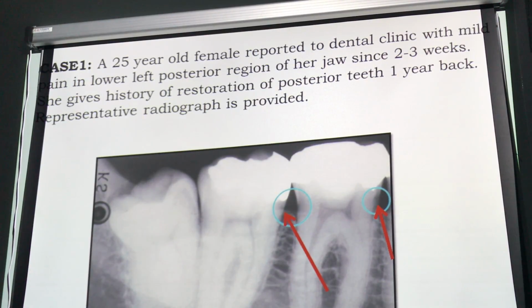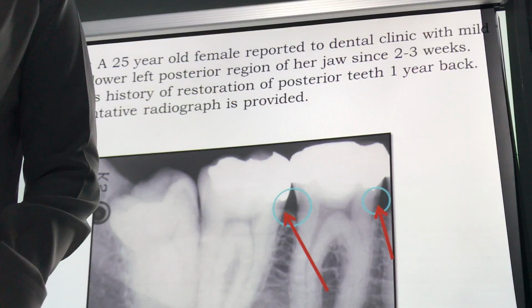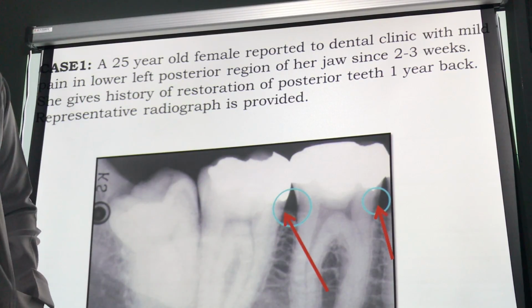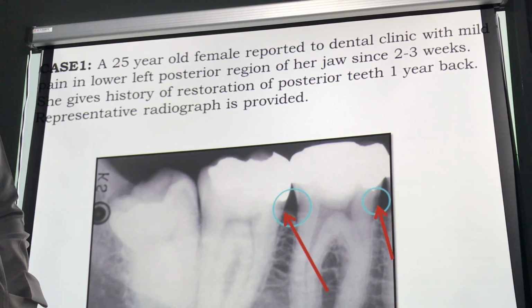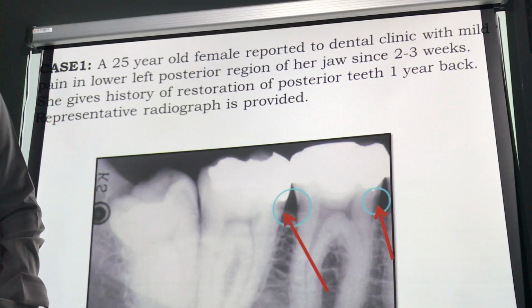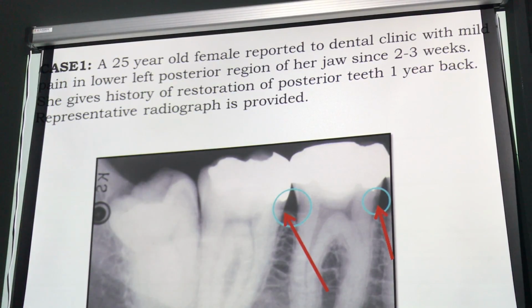Recurrent caries means what type of caries? Occurring for the second time. So what do we call it? Recurrent caries or secondary caries. So what is primary caries? That is the first attack on the tooth surface by the caries. If the caries occurs below the restoration or a second time, we call it recurrent or secondary caries.